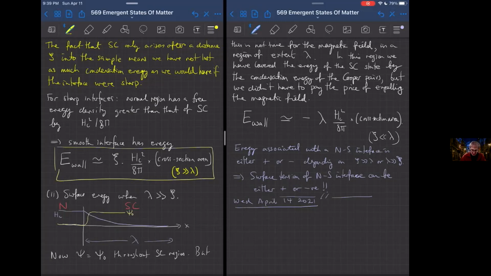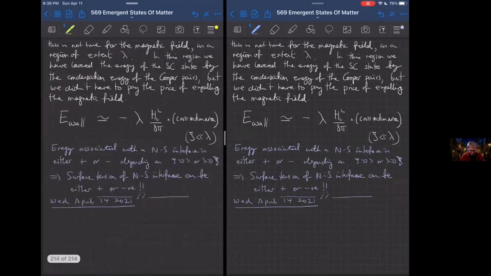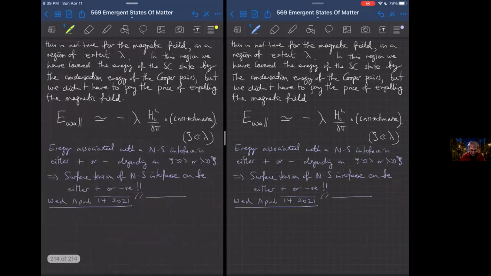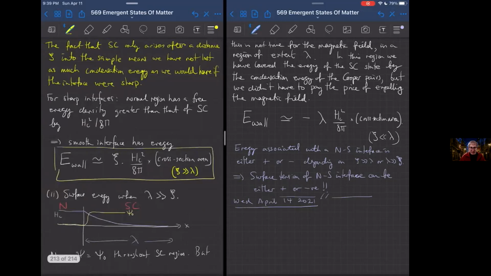In the opposite limit, when the correlation length was smaller than the penetration depth, then a similar thing happened, but in this particular case, you've got a region where you've lowered the energy of the system by forming a condensate, but you haven't had to pay the price of expelling the magnetic field. And therefore, as a result, the energy is in fact lower than it would otherwise be. And so you can get a surface tension which is either positive or negative. So now let's explore the consequences of that.